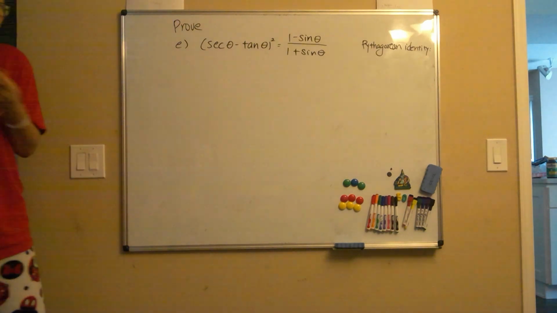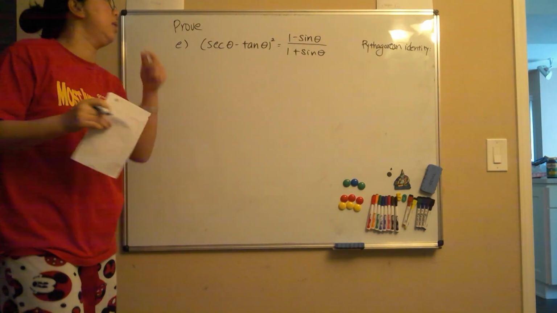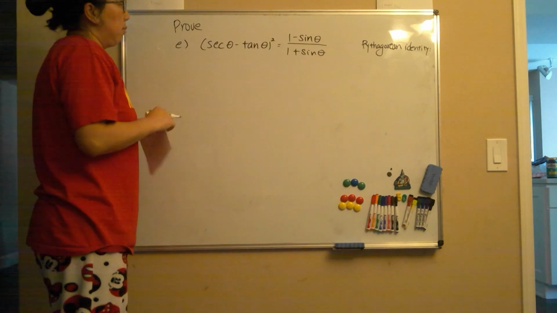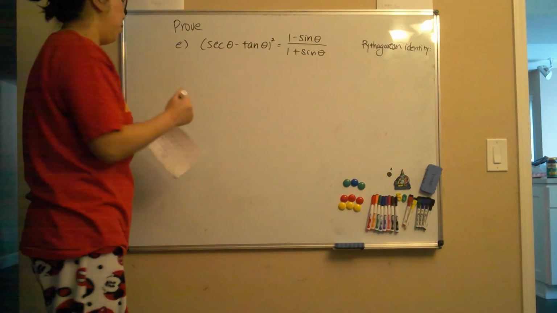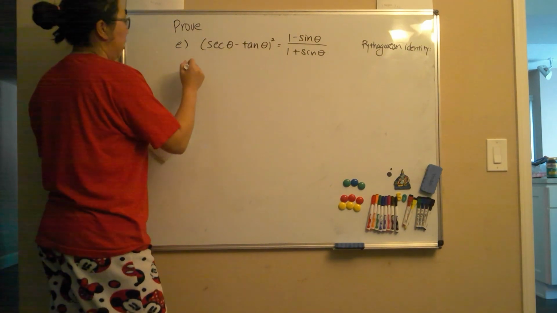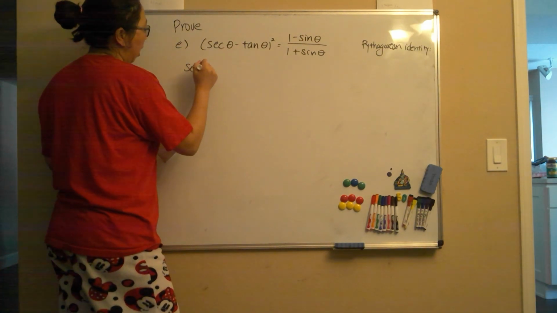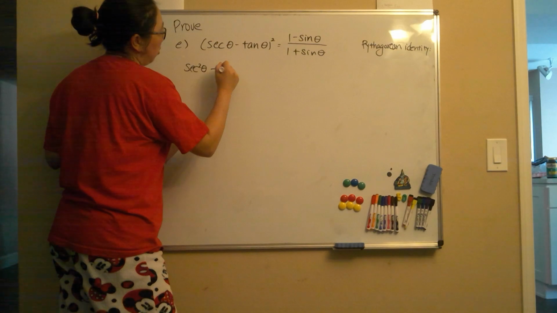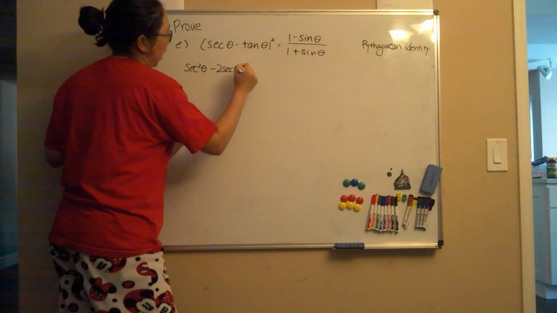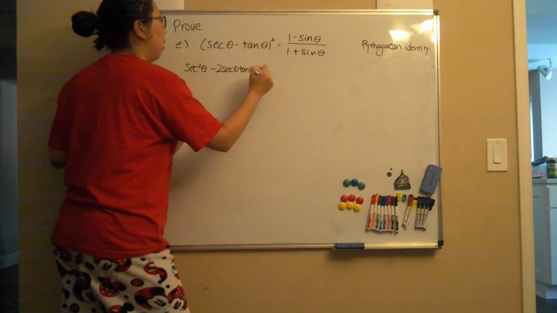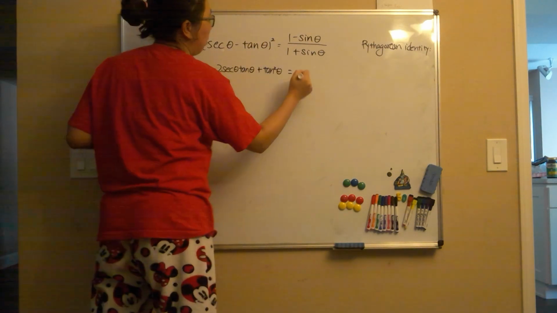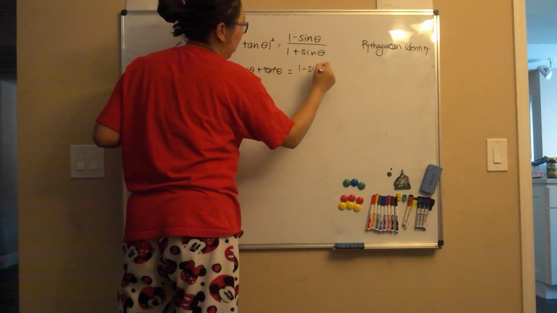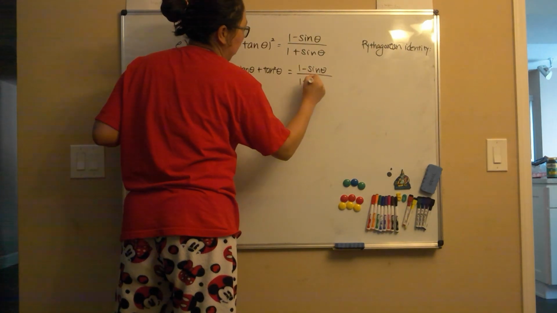Okay. Again, it's up to you how you want to do this. I might choose to go ahead and take this binomial square and distribute it. So if I do that, I'm going to get secant squared theta minus 2 secant theta tangent theta plus tangent squared theta, which is equal to 1 minus sine theta over 1 plus sine theta.